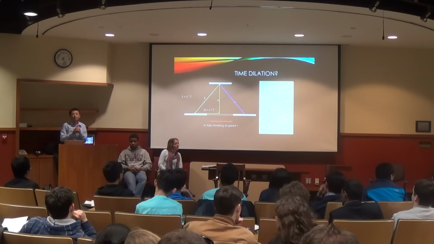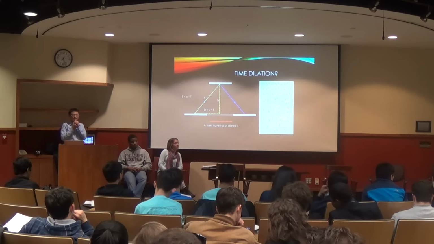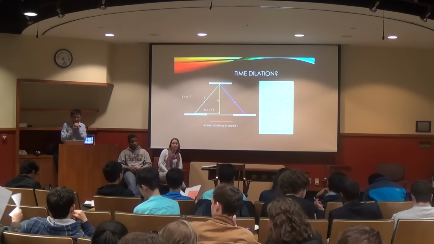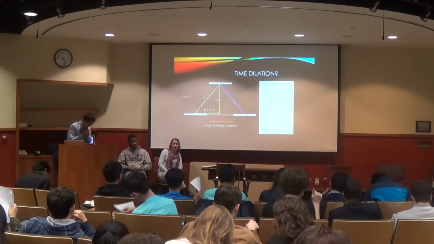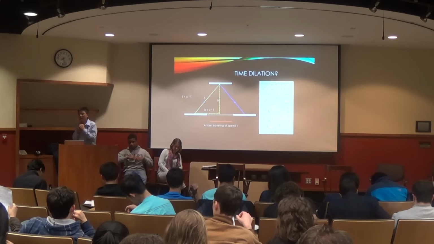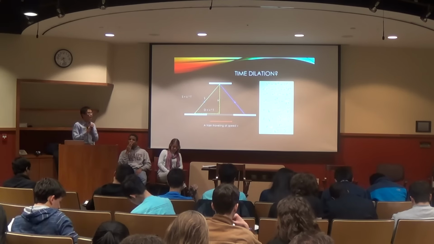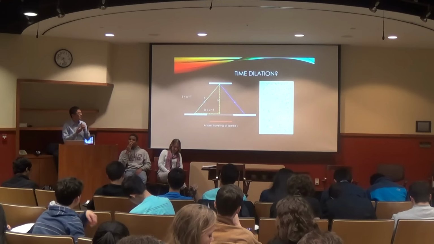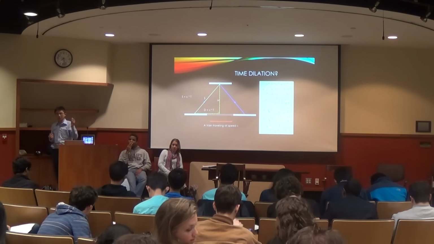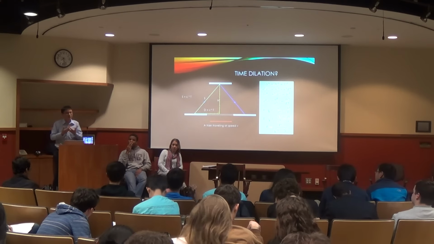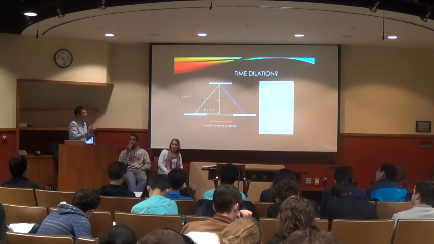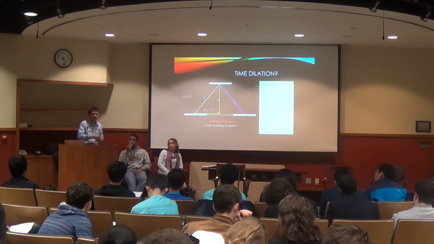So now, look at your problem sheet again. Look at problem two. Problem two asks you to think about how you go from this simple thought experiment to something much more general, which is that any time, not just the time it takes for light to go from the bottom mirror to the top mirror, but any kind of time measure, any kind of physical process, will appear to slow down when I observe it from the moving frame.